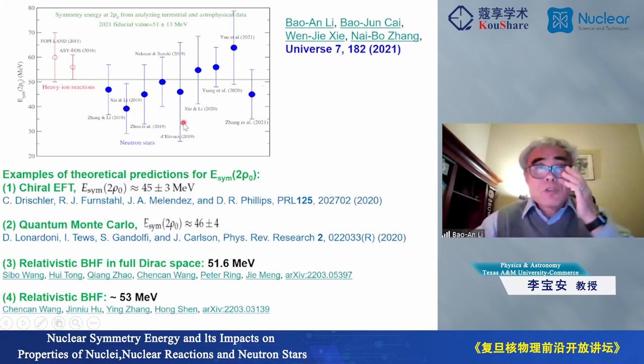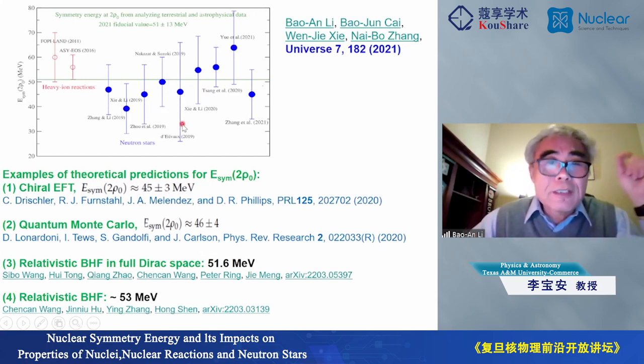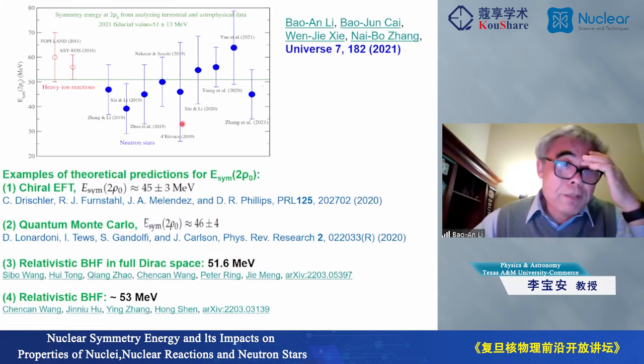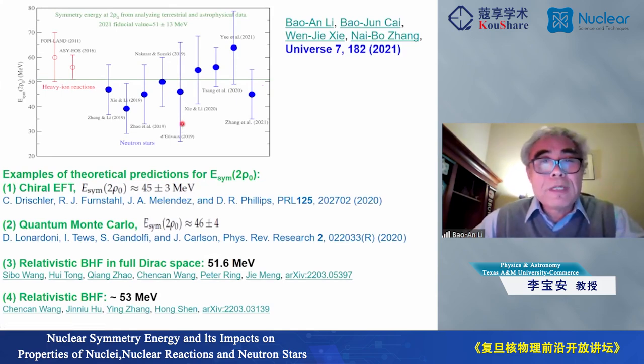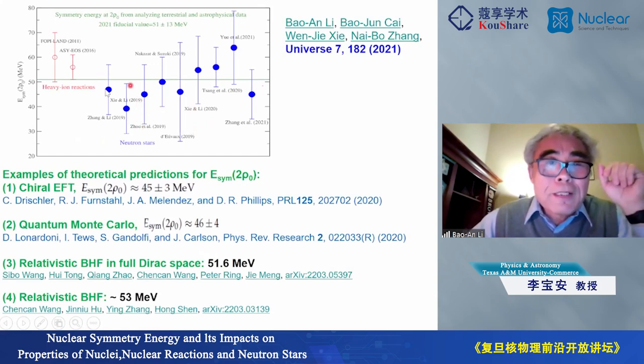Because the mass of this most massive neutron star has been changing. In their preprints a few years ago, the mass was 2.17. And then when they published the paper, it became 2.14. And then last year, it became 2.08. Okay, that's where we are. If you do an analysis quick enough, you know, the conclusion changes a little bit. But the global average is roughly around 51 MeV, plus or minus 13 MeV.